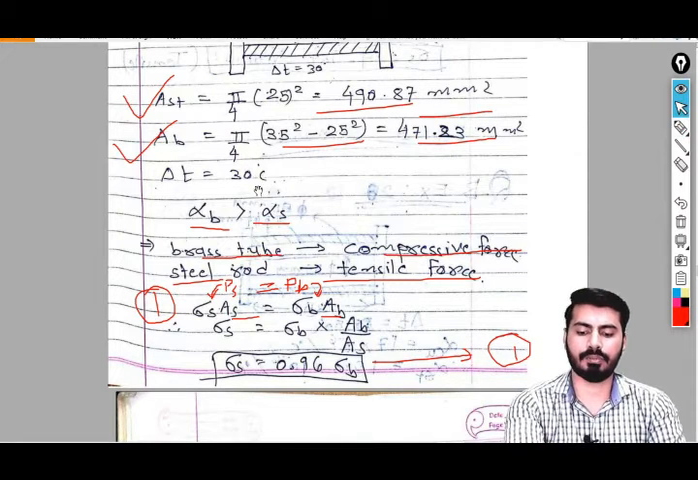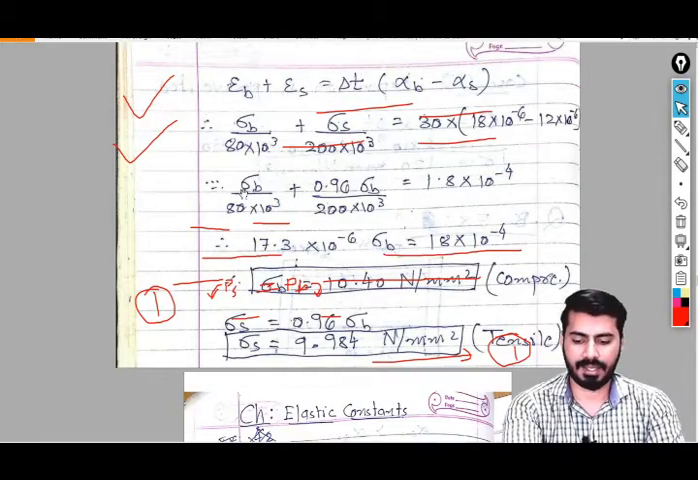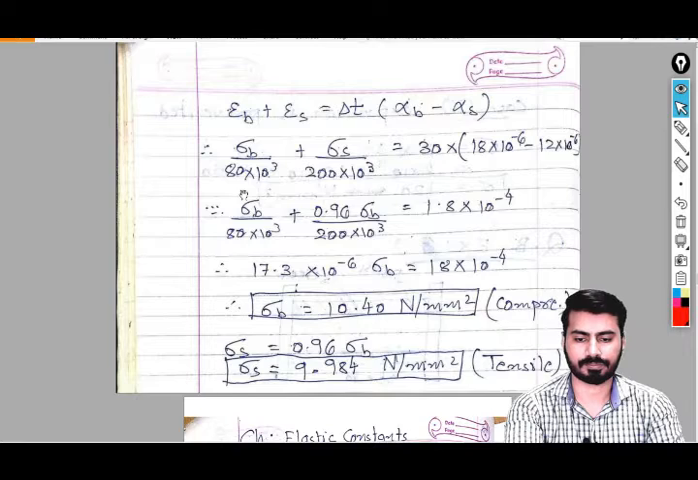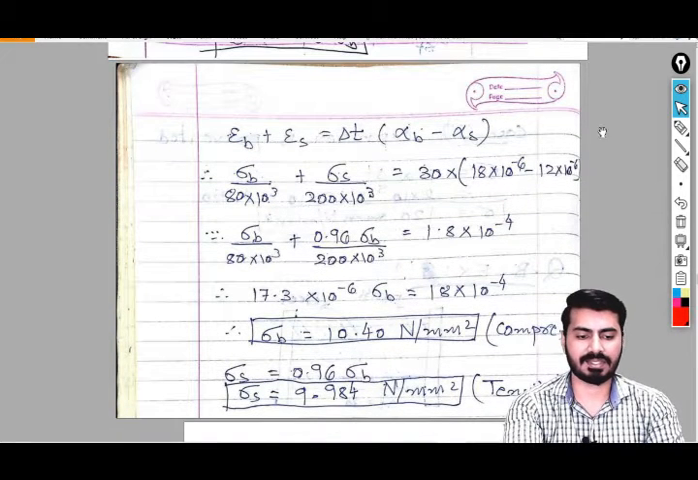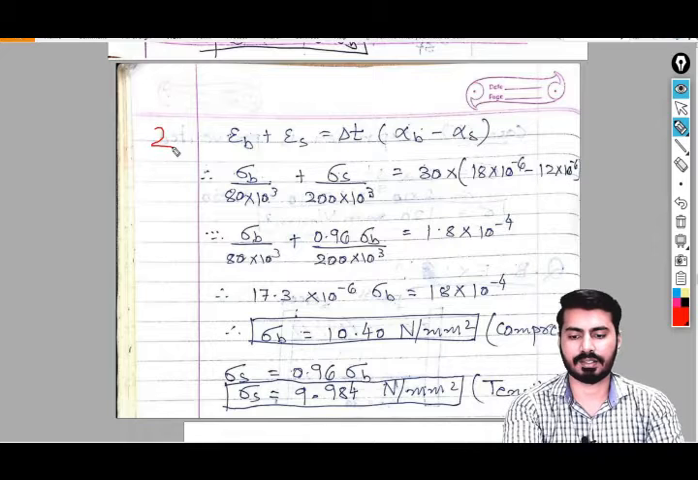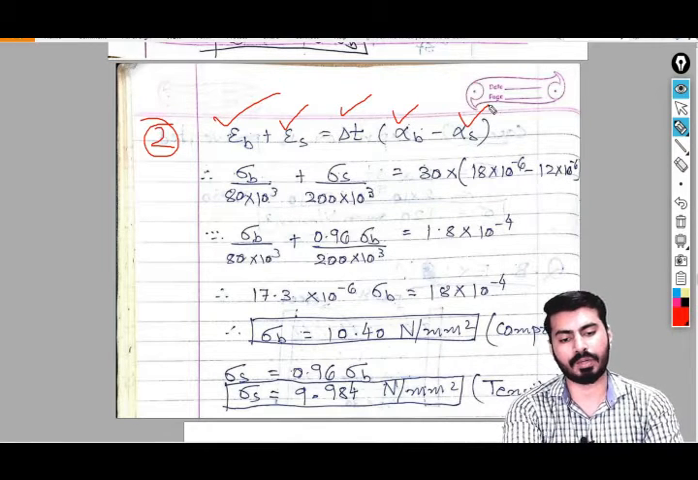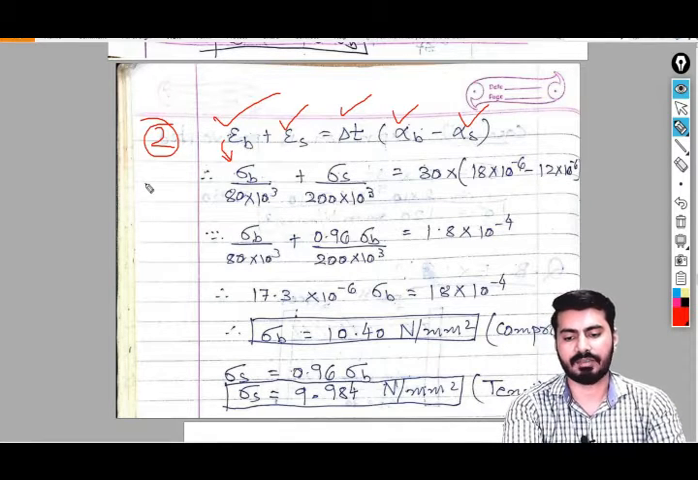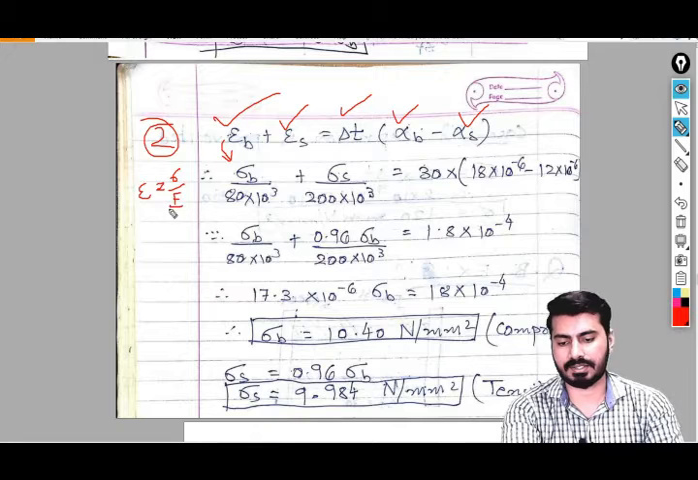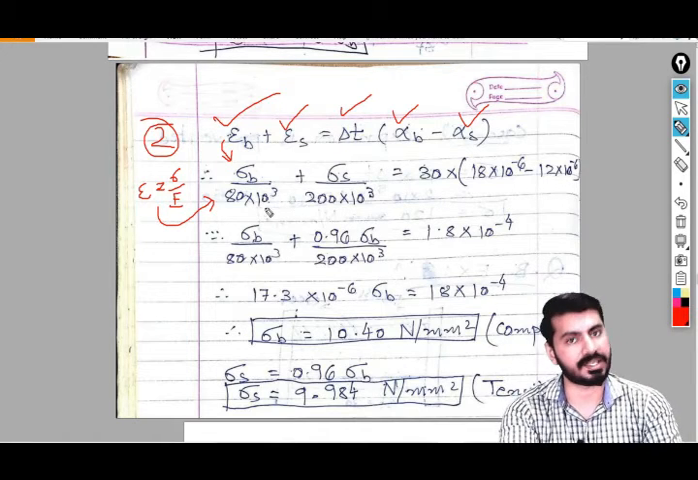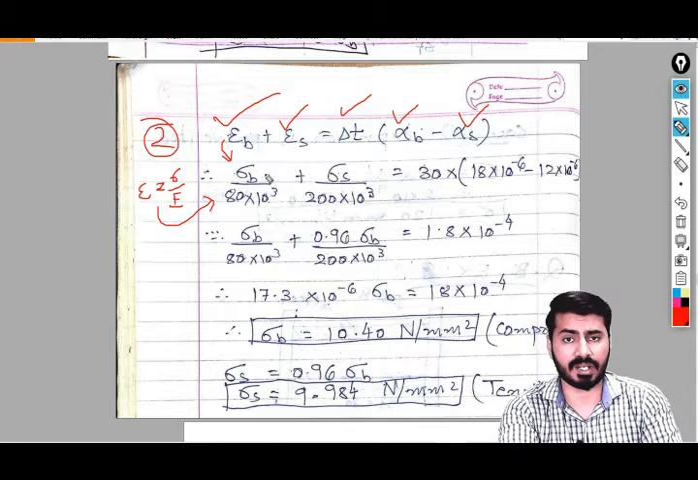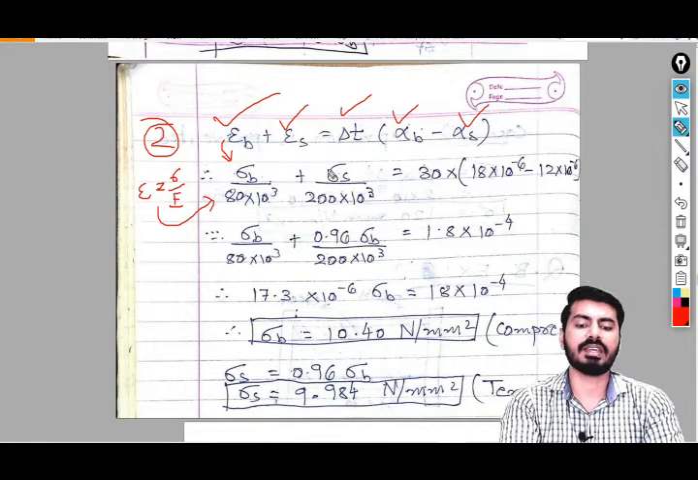Okay, now we will move on to our second step. The second step is this one, where you will see the strain for the first material, brass, and the second material, steel, equals delta T times the larger alpha minus the smaller alpha. If you convert this strain in terms of stress, we know that epsilon equals sigma upon E, and this relation is used here to convert to stress. We need to calculate the stress, that is why we are converting everything into stresses: sigma B and sigma S.